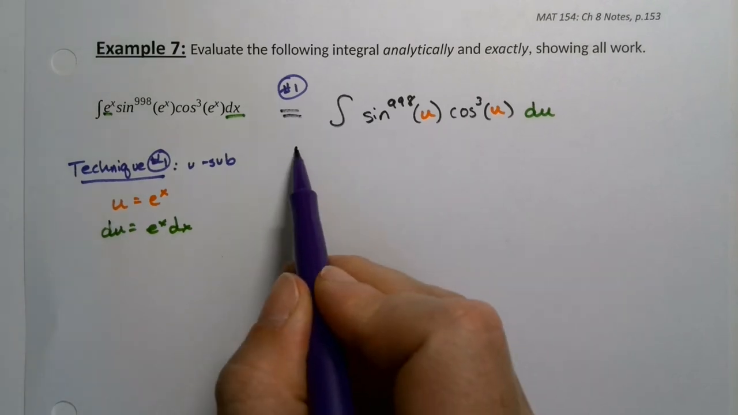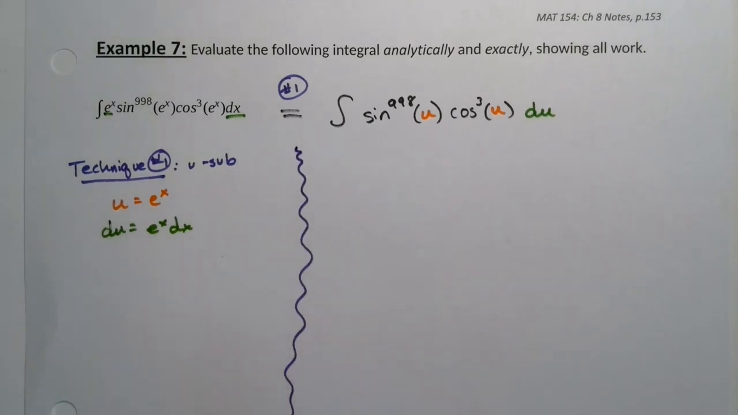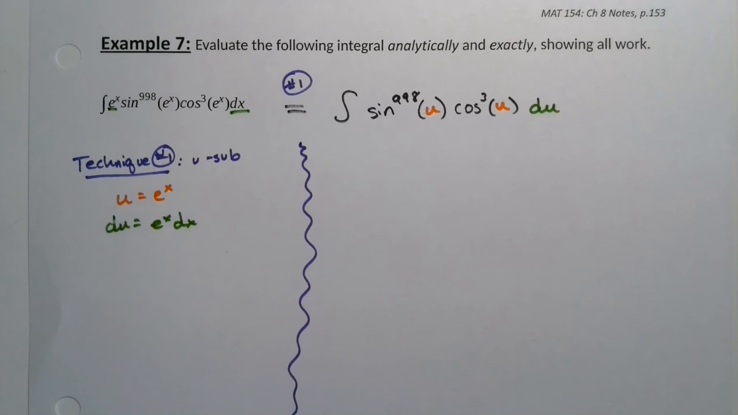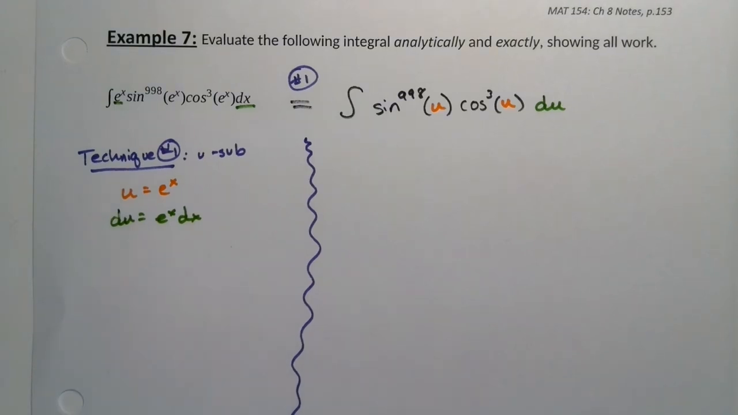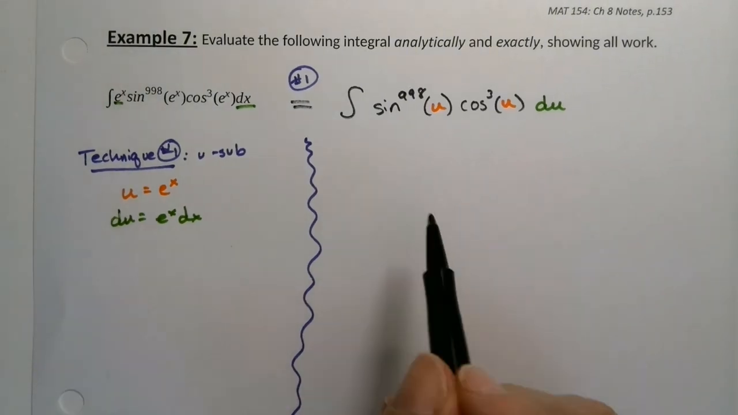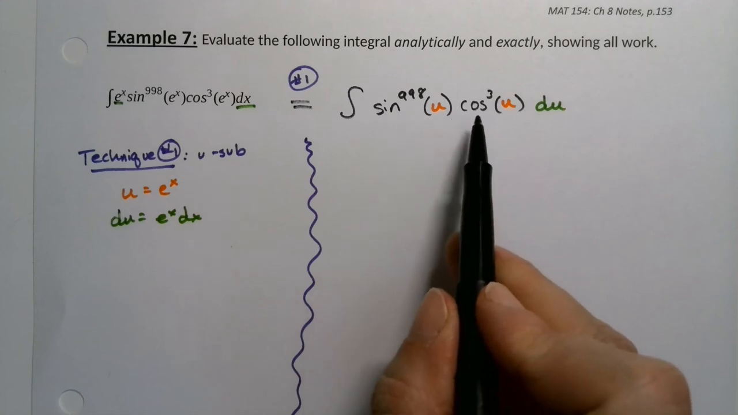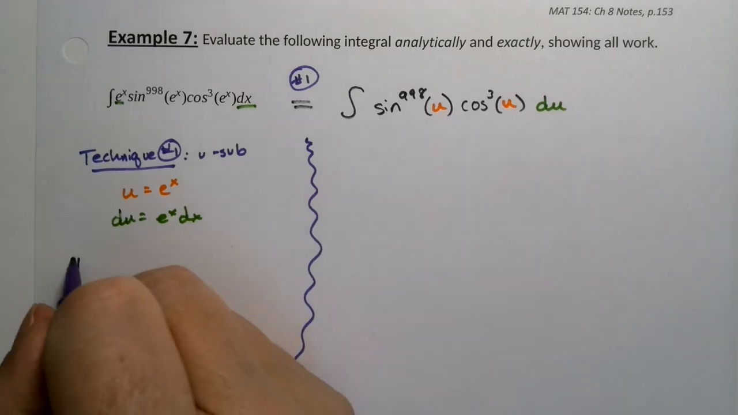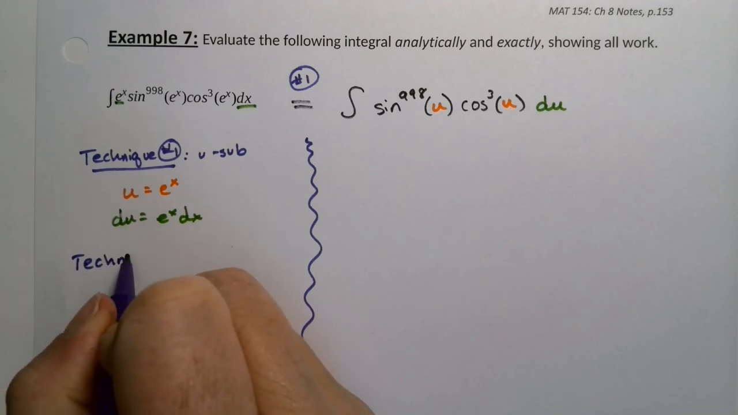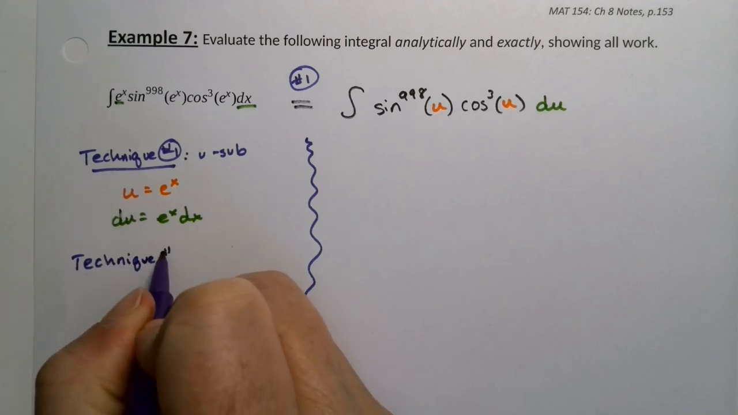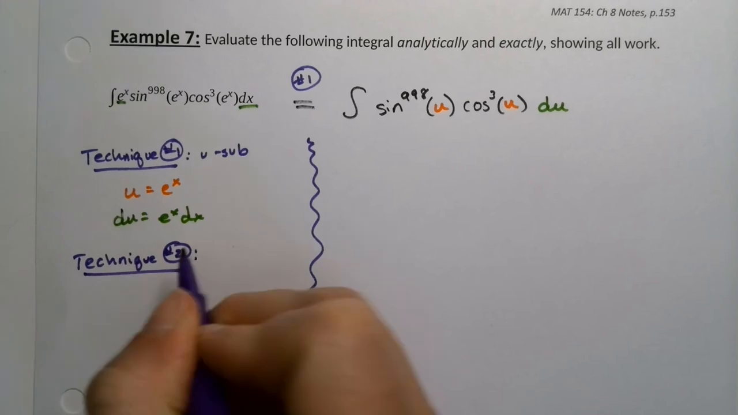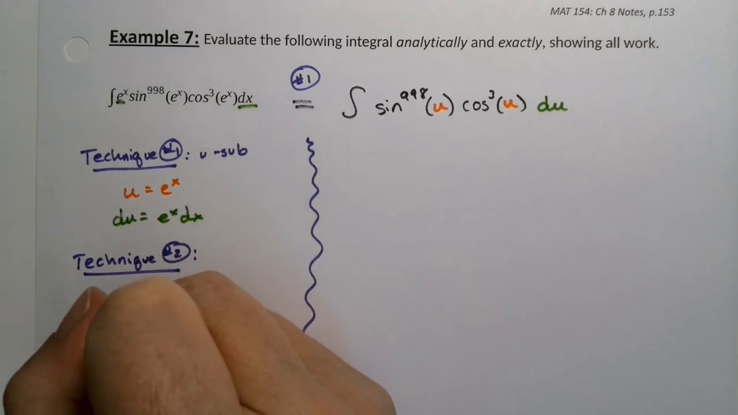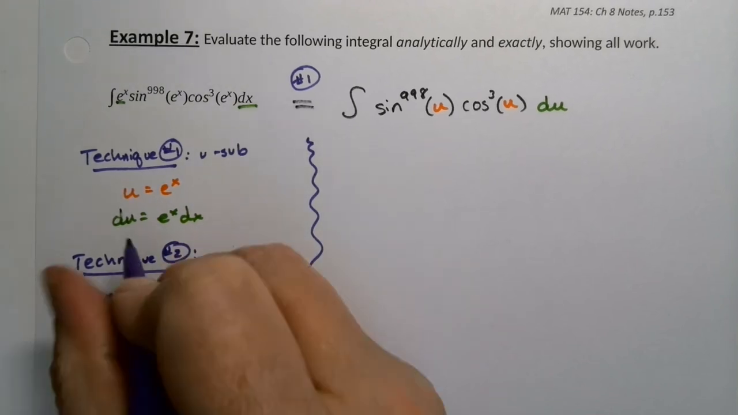Now, I'm a little worried about the sine to the 998, but I figure if I keep going, I'll find a way through it. And that's what you should do too. Be aware of the dangers and then think about where you're heading. All right, so let's use our powers of trig technique. So that'll be technique number two. We're going to break off a cosine squared.